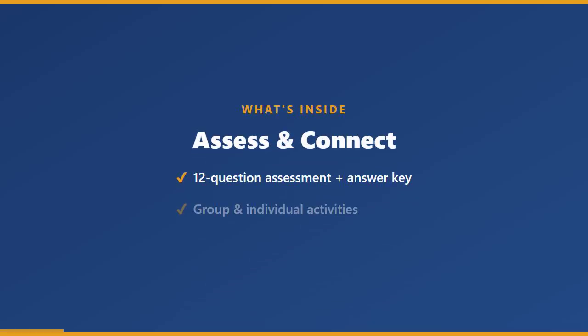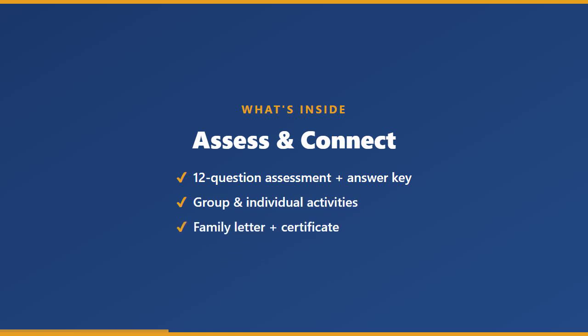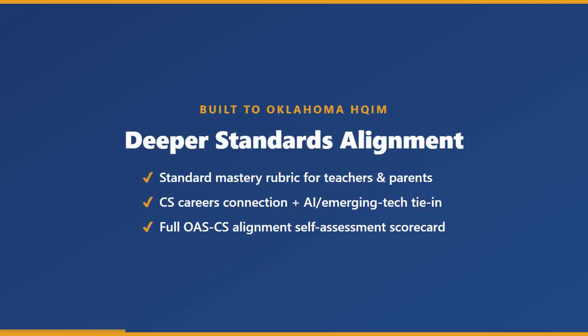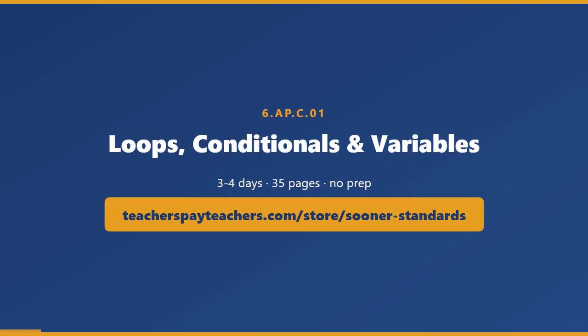This unit includes a standard mastery rubric for teachers and parents, a visual comparison chart, a CS Careers connection, and an AI connection, all built to the Oklahoma HQIM rubric. Plus a 12-question assessment with answer key, group and individual activities, vocabulary puzzles, a family letter, and a certificate of achievement. That's 3 to 4 days of no prep, HQIM-aligned instruction across 35 ready-to-print pages.